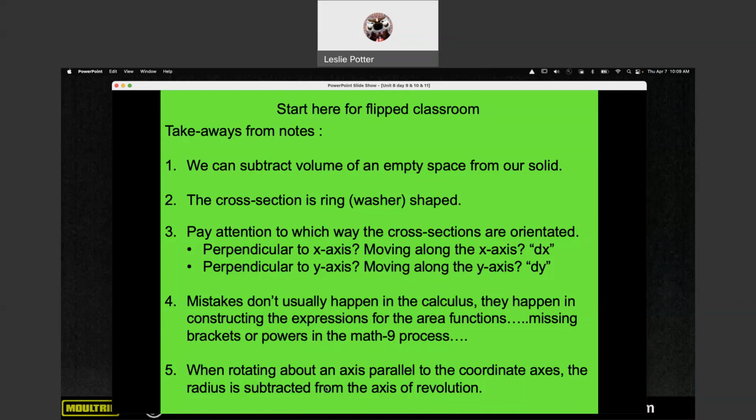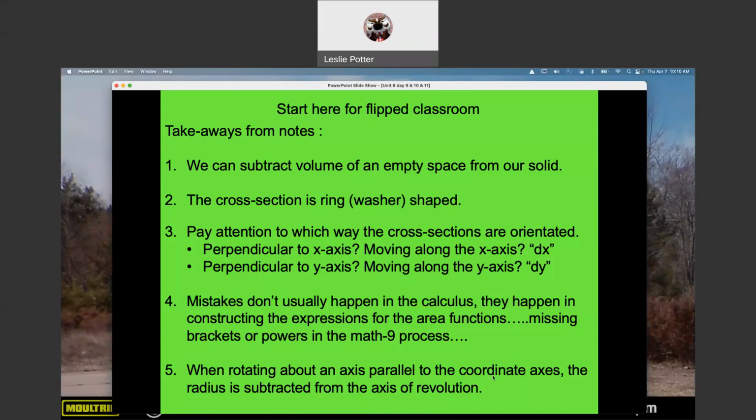And then I talked about this already, right? When we're rotating about an axis parallel to the coordinate axes, then it's just an offset. So any questions about that?